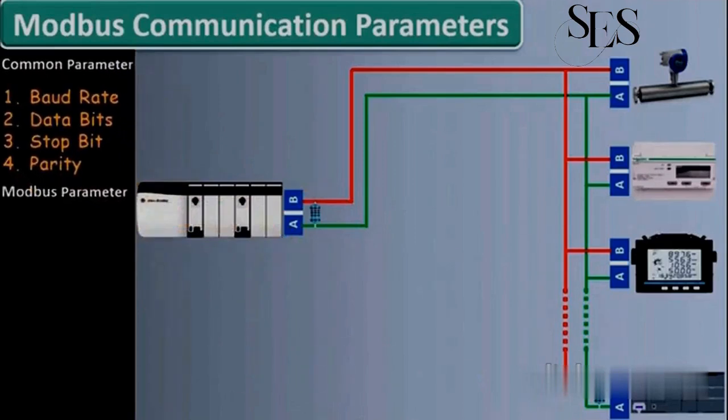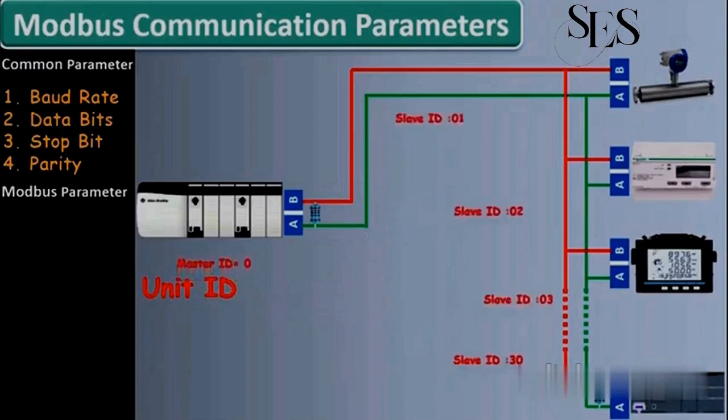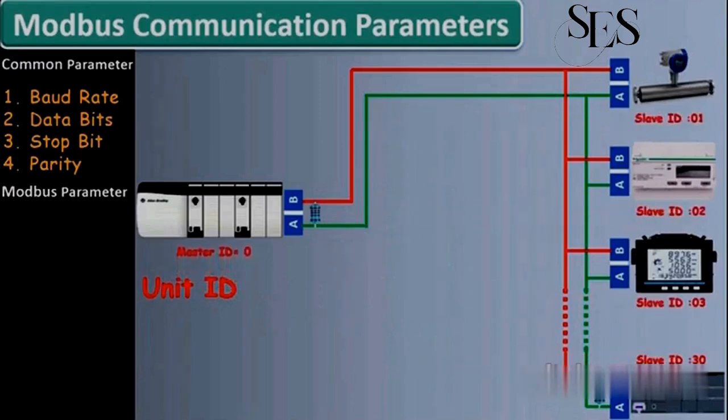As we have seen all the RS485 parameters required during communication, now we will see the Modbus parameters one by one. The first Modbus parameter is the unit ID. Every device in a communication network has its own unique ID. In this animation, you have seen that the master has been given ID 0, and the slaves have been given IDs of 1, 2, 3 and 30 respectively.